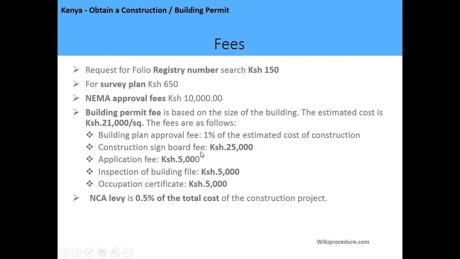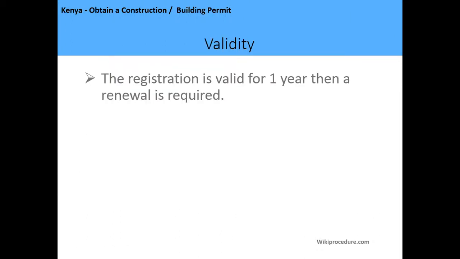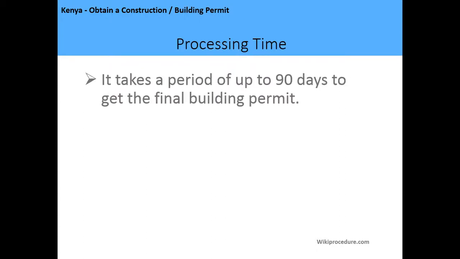Construction signboard is 25,000. Application fees is 5,000. Inspection of the building file 5,000. Occupation certificate 5,000. NCA levy is 5% of the total cost for buildings above 5 million shillings. The validity period of the registration is 1 year. Then a renewal is required. The processing time is 90 days to get the final building permit.